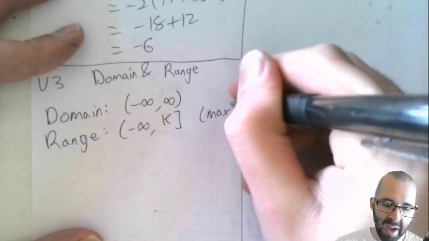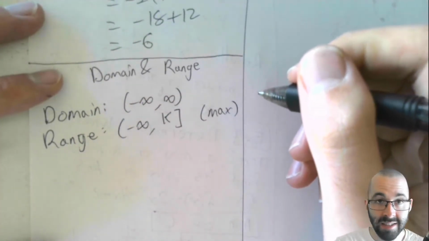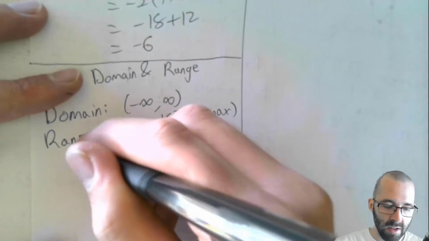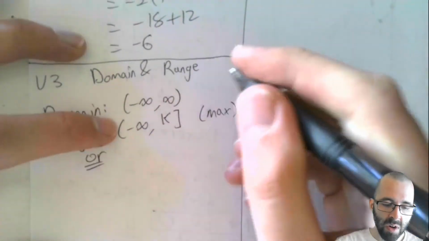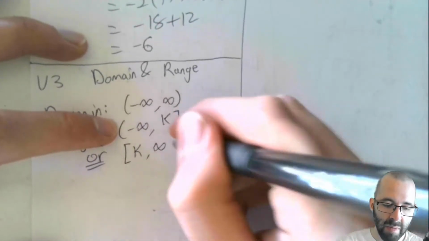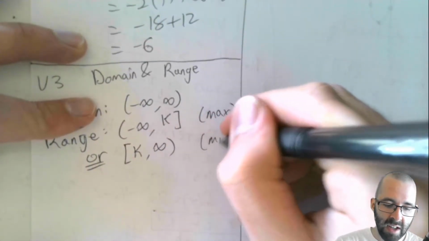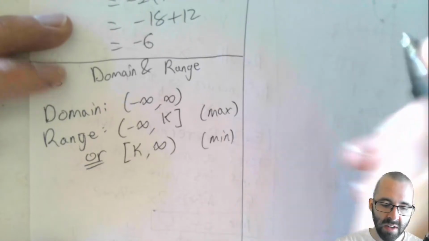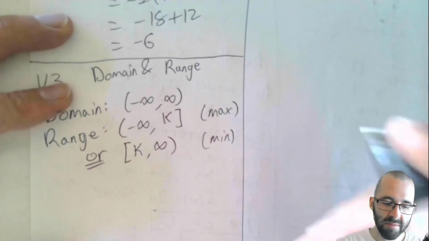So this is if there's a max, or if a is less than 0. Or if there's a minimum, the minimum value, again, is that y coordinate of the vertex, and the maximum value is positive infinity. This is if there's a min. So this is for quadratics.